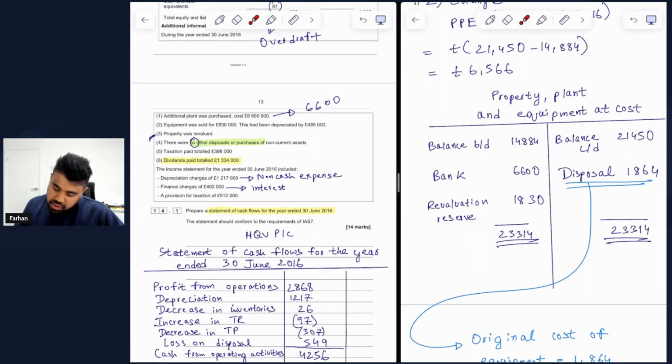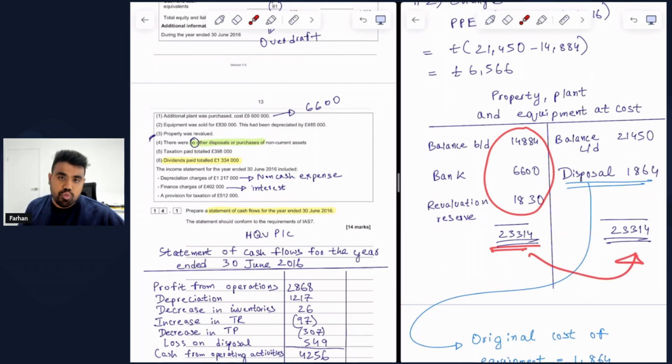Then this amount regarding disposal relates to the disposal of the equipment, which is what we are seeking to find by solving this ledger account for property, plant and equipment. So how do we balance this? We add everything on the heaviest side, which is the debit side, and that is £23,314, which must be the balance on the credit side as well. Since we already know the closing balance here, we subtract that from 23,314, and you're left with £1,864, which refers to disposal of the asset.